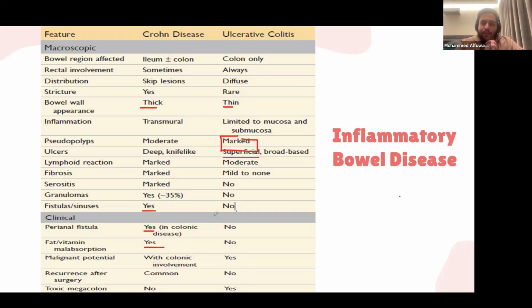Now, malignant potential. Is it higher in UC or in Crohn's? UC. Why? It is because of the extent of the colonic involvement. Ulcerative colitis will always involve the rectum and it will ascend upwards. So with the extent of the colonic involvement, there will be a higher risk of cancer. Now, surgery is curative for Crohn's or for ulcerative? Ulcerative colitis. Surgery, and we'll get to when to do surgeries for Crohn's, is not curative. Why? It is because it can happen anywhere in the GI tract. So it can recur after surgery.